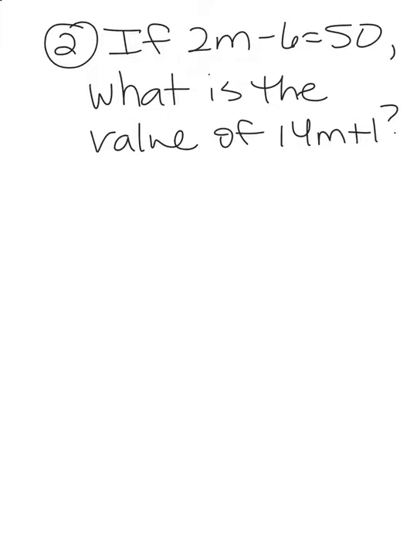The next problem says if 2m minus 6 equals 50, what is the value of 14m plus 1? So this actually has two different parts. The first thing I'm doing is I'm going to solve for m in the original equation because I'm going to need that information. But my final question is, what's the value of 14m plus 1? So I can't find that out until I find out what the value of m is in the first part.